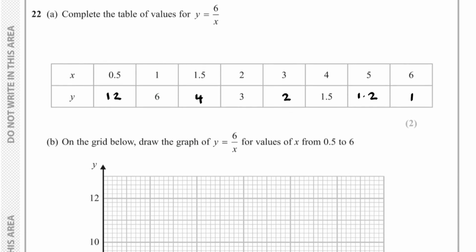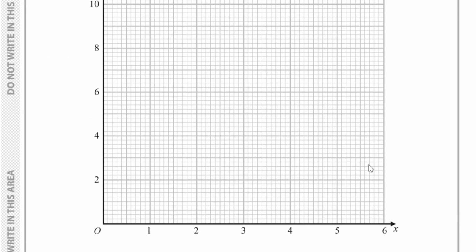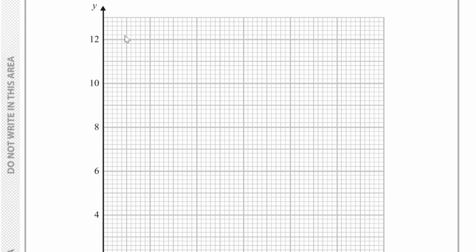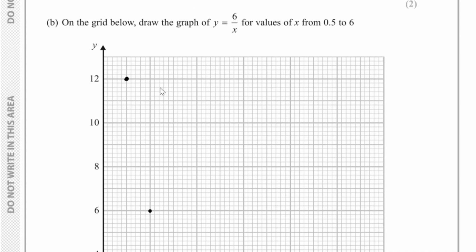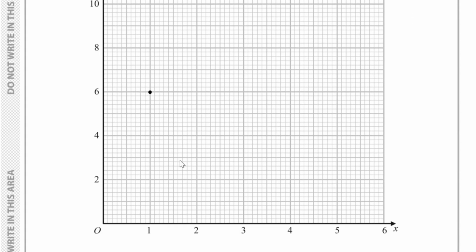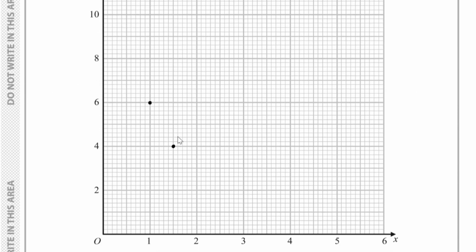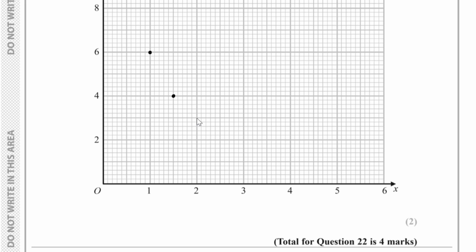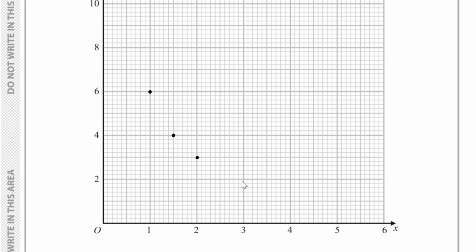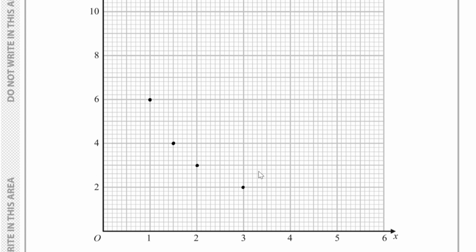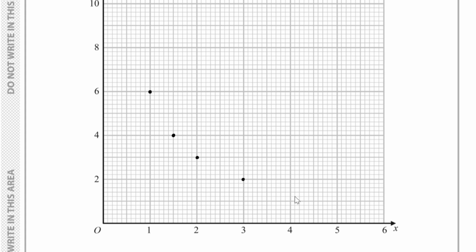So now let's plot this. So we've got 0.5, 12, that will go over here. Then we've got 1, 6, that goes over here. Then we've got 1.5, 4, that goes here. Then we've got 2, 3, that would go here. Then we've got 3, 2, that would go here. Then we've got 4, 1.5.